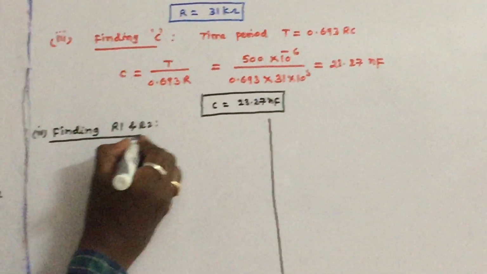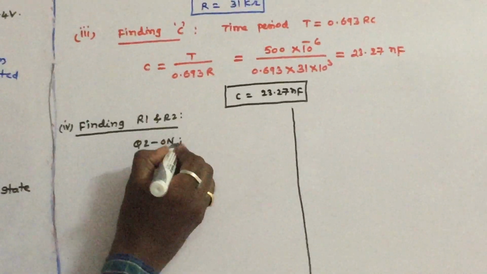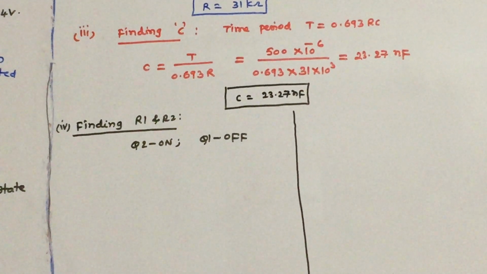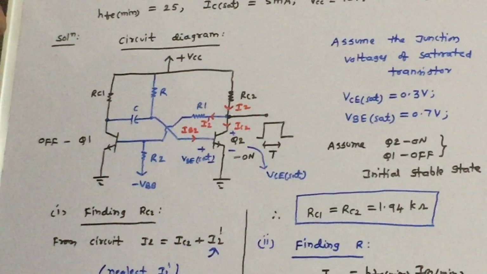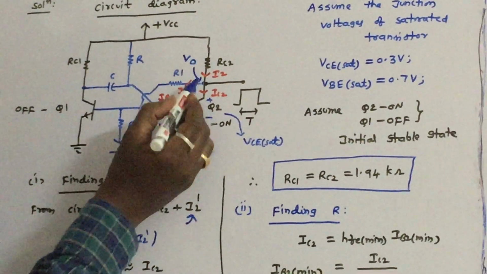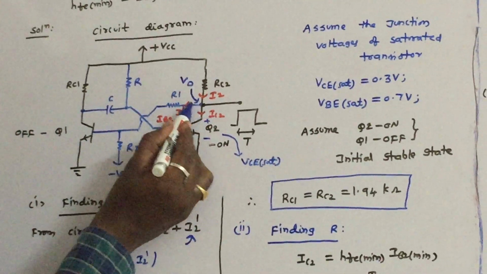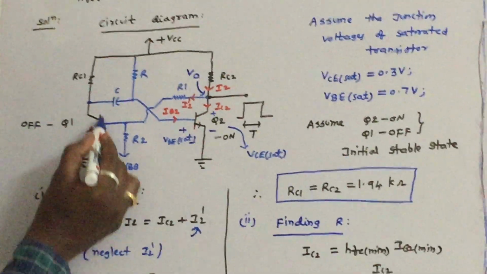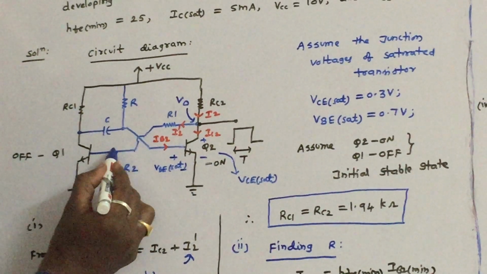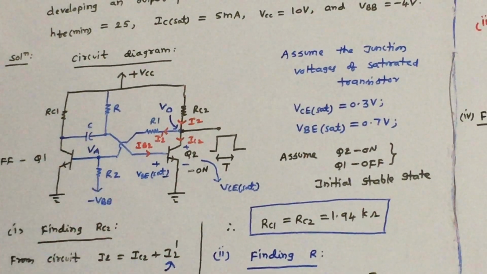First let us find out what the R1 and R2 relation is in this problem. For this purpose, always assume Q2 in on condition, so Q1 is in off condition. The important point in the circuit is, let us say this node voltage is VD or VC2. Since this transistor is in saturation, VD is equal to VC saturation. Take this branch. Q1 is in cutoff condition. So take this branch VD, R1, R2, VBB. Let us assume this node voltage as VA. So this is also another important point.